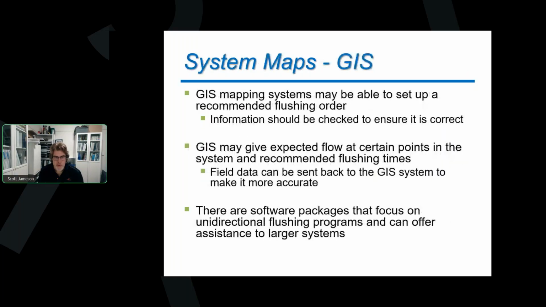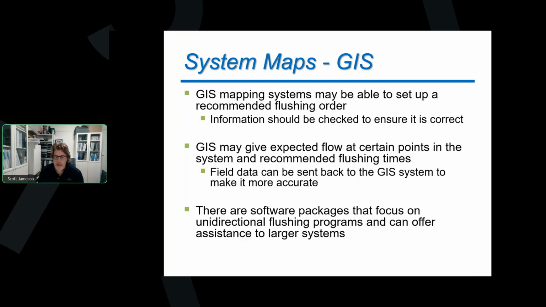For those of you who do have GIS maps of your system, so you have digital maps of your systems, there are a lot of different software programs and maybe even part of your GIS program that do have a unidirectional flushing component to them. And the GIS system will spit out the initial plan for you. Once again, with a GIS system, though, they're only as good as the information you put into them. So, they might be able to make a plan for you.